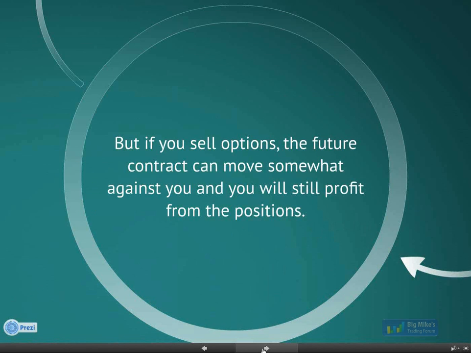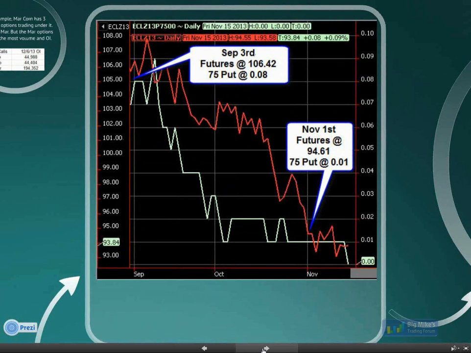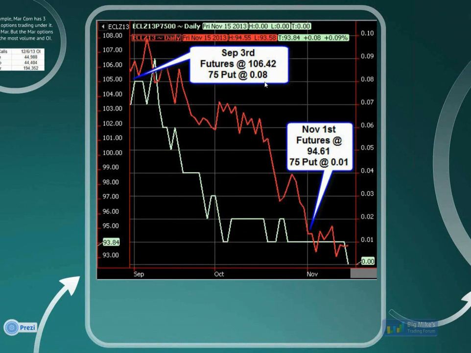But if you sell options, the future contract can move somewhat against you and you will still profit from the positions. For example, let's just say that this is the December crude contract, and on September 3rd, the futures were at 106.42. And on that day, you thought that crude oil futures were going to be going higher. So you sold a 75 put for 8 cents.